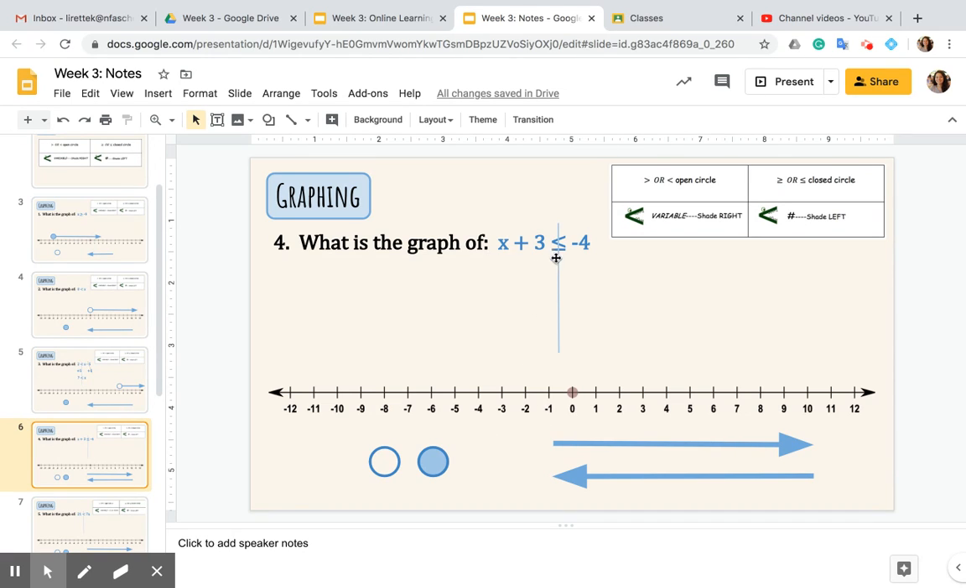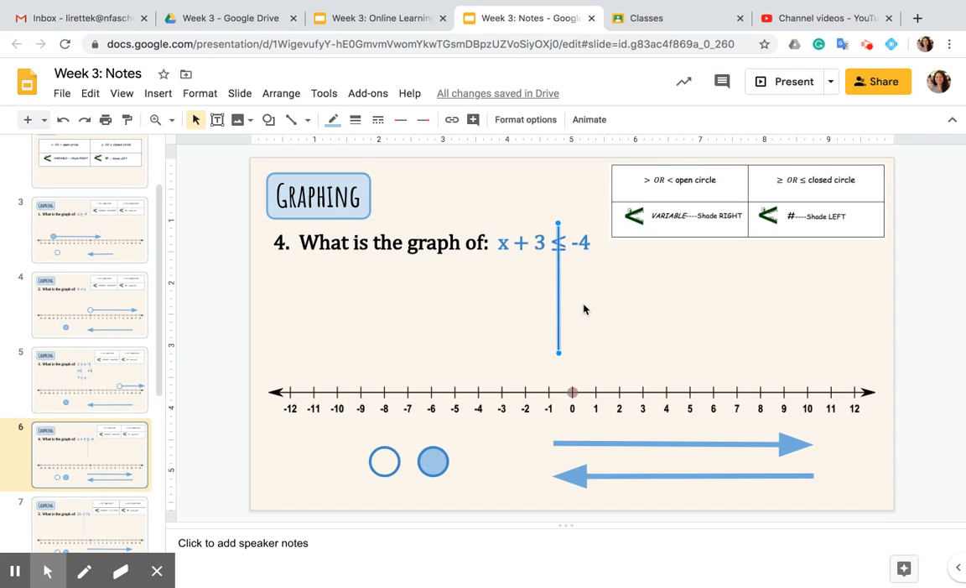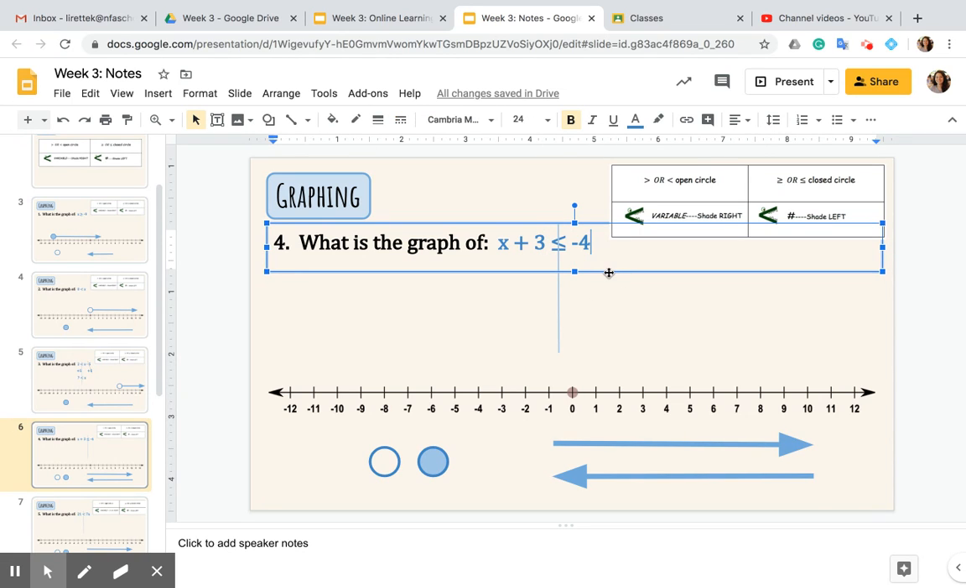Solve, graph, solve, graph. Okay, so looking at this one, it says x plus 3 is less than or equal to negative 4. Again, I've provided a line down the middle just as a separation between the left side and the right side. Where I see an operation with the variable, that's where I'm going to have to do an inverse operation to isolate it. To get rid of this plus 3 near my x, I do the opposite of plus 3. I do minus 3. And I do it to both sides.